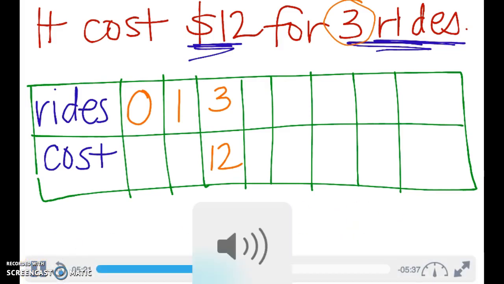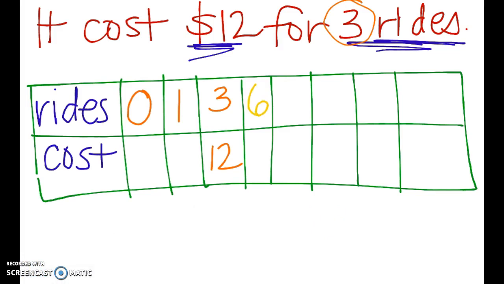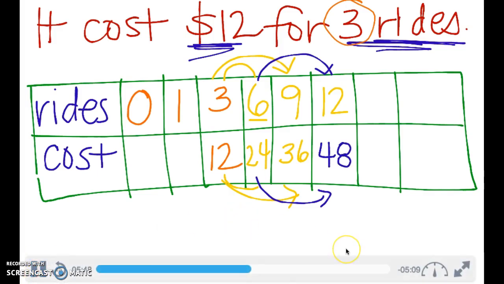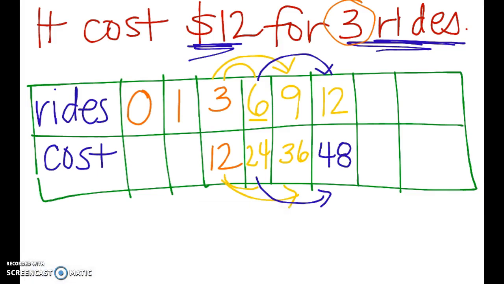If I know how much 3 rides cost, I could figure out how much 6 rides cost. From 3 to 6 is double, so double the price would be 24. Okay, I could figure out some more. I could figure out how much 9 rides cost. From 3 to 9 it's triple, so triple the price, and I would get 36. Okay, same thing. I could figure out how much 12. This time maybe I'll go from 6 to 12. Double 6's price, which would be 48. Okay, so I could figure out a bunch of different numbers that I could use.